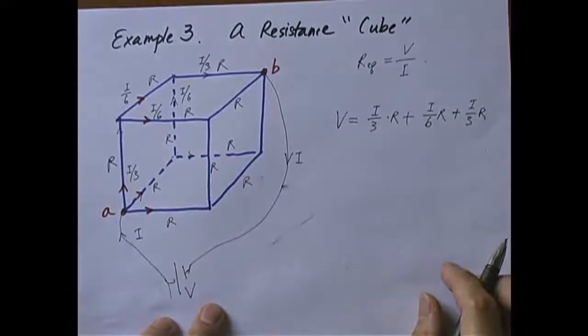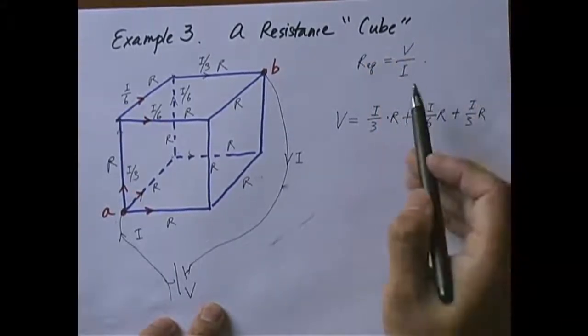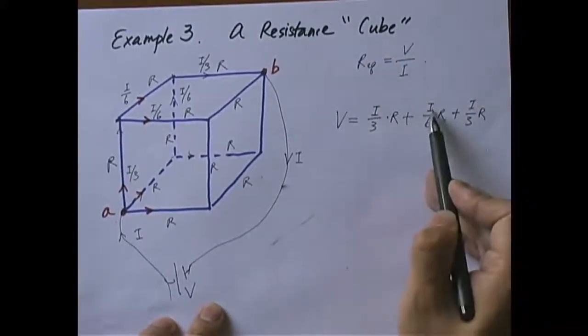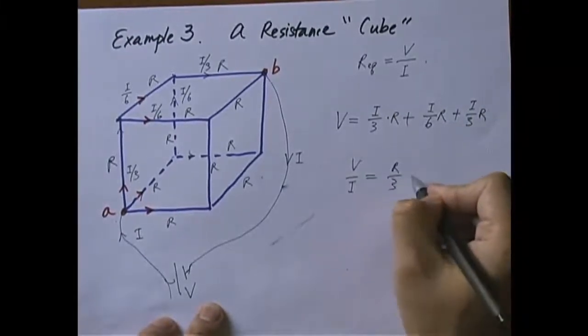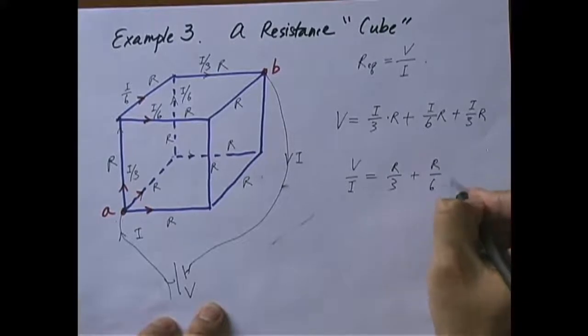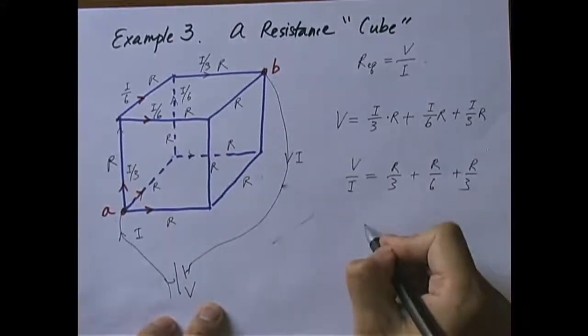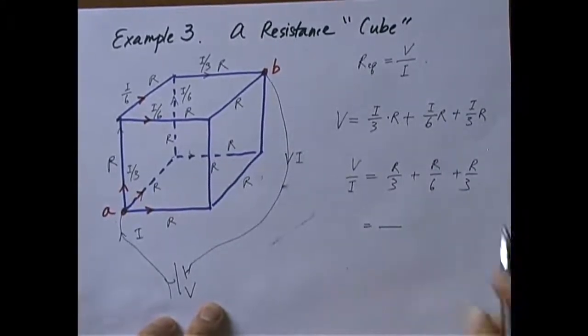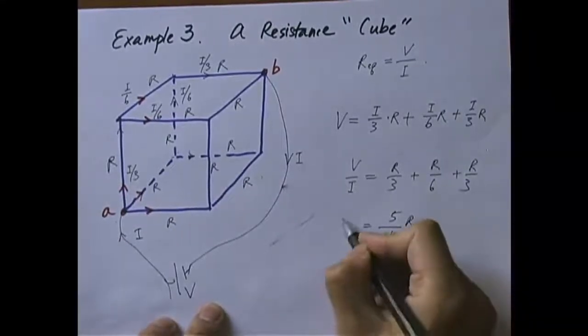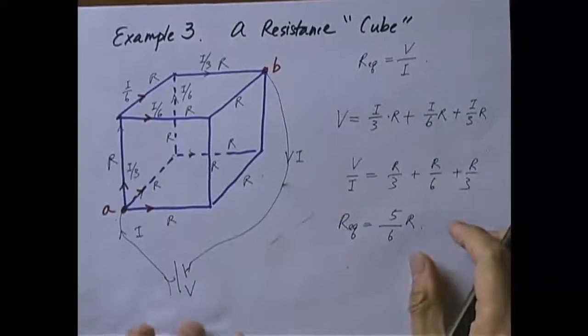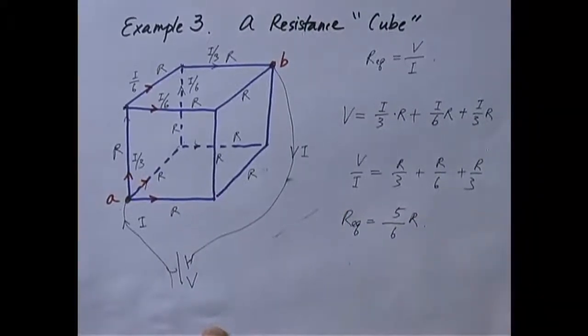From that, we can find what R equivalent is. All I have to do is take V over I. There's I here. So V over I equals R over 3 plus R over 6 plus another R over 3. And that, as you can see, is 5 over 6 times R. That is R equivalent. We get that by simple analysis of symmetry.